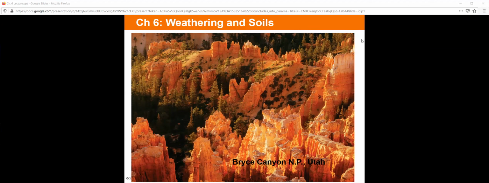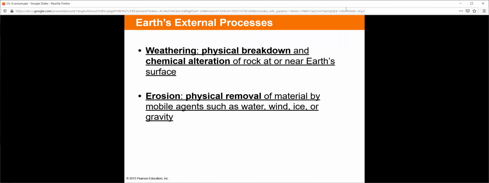Today we will be recording Chapter 6, Weathering in Soils, for the geology class at Gibbet Community College. I say weathering in soils, and when I say weathering, I actually mean two different things.